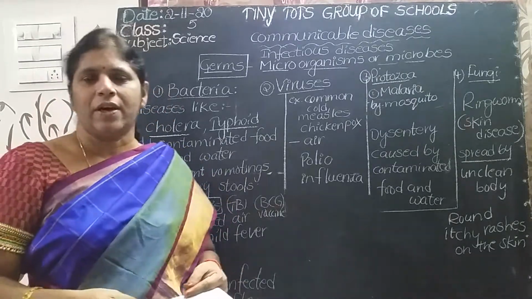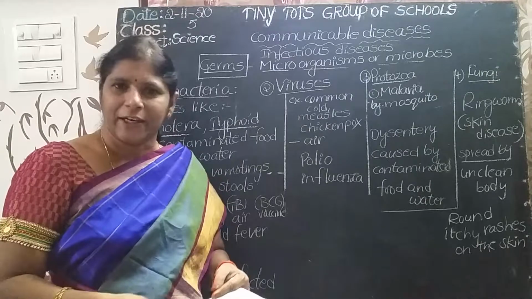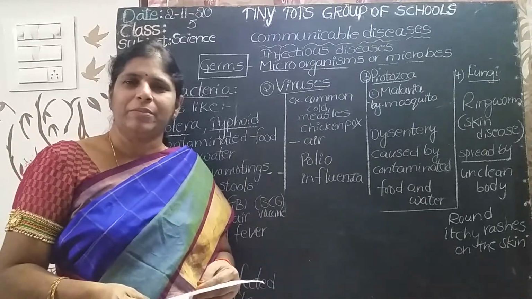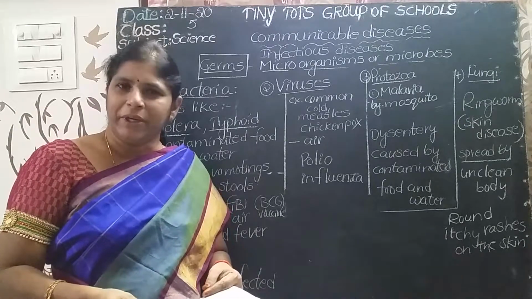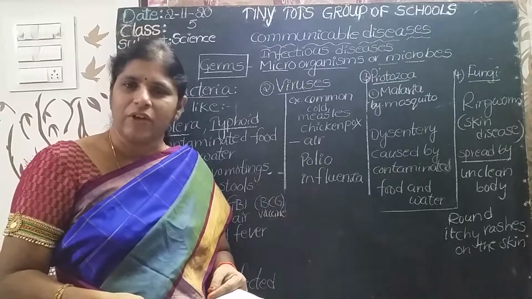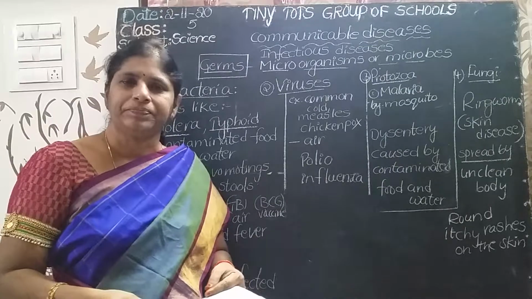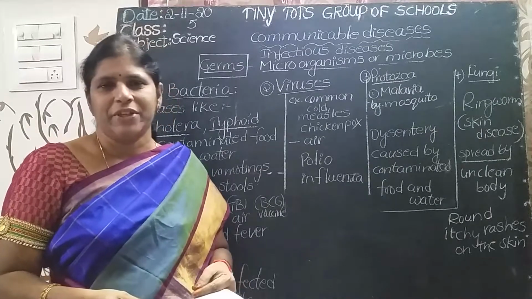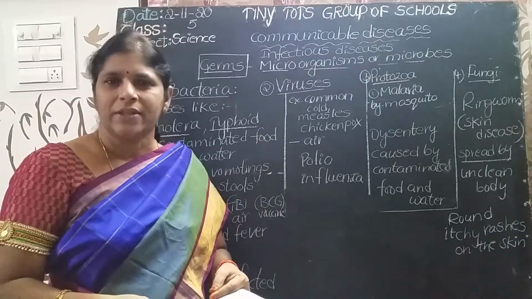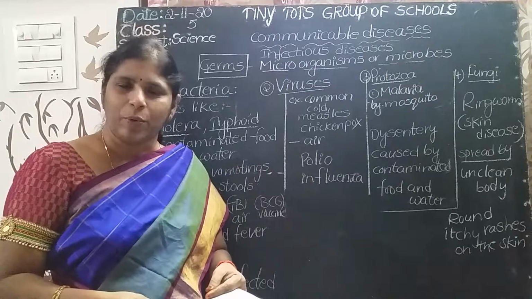Deficiency of vitamin A causes night blindness. Deficiency of vitamin B1 causes beriberi. Deficiency of vitamin C causes scurvy. Deficiency of vitamin D causes rickets. Deficiency of vitamin E causes gastro and intestinal problems, no?